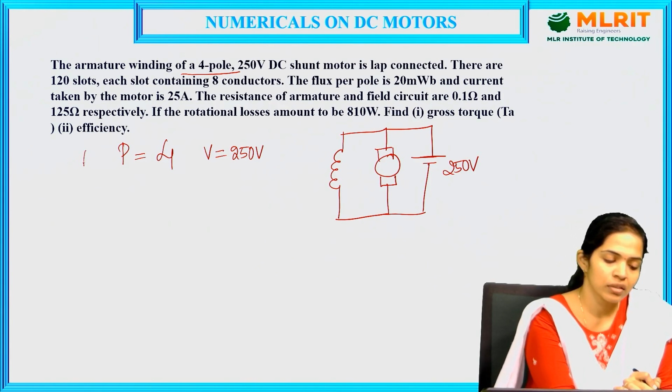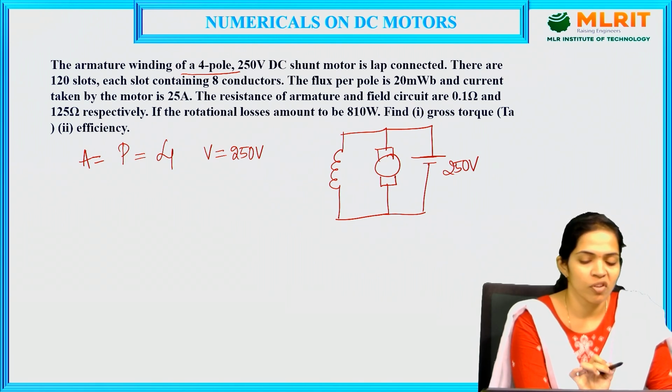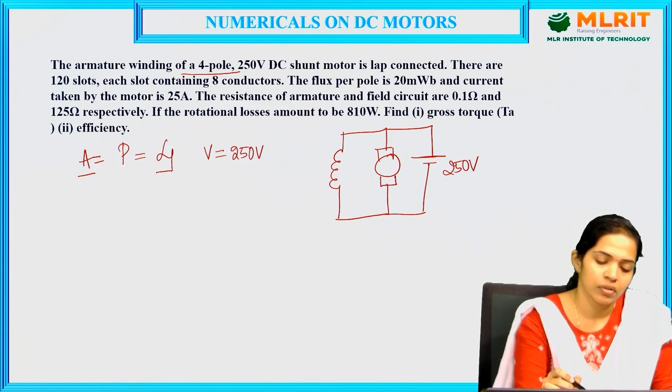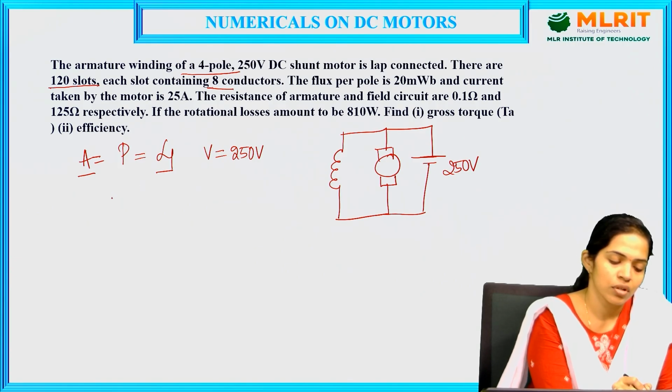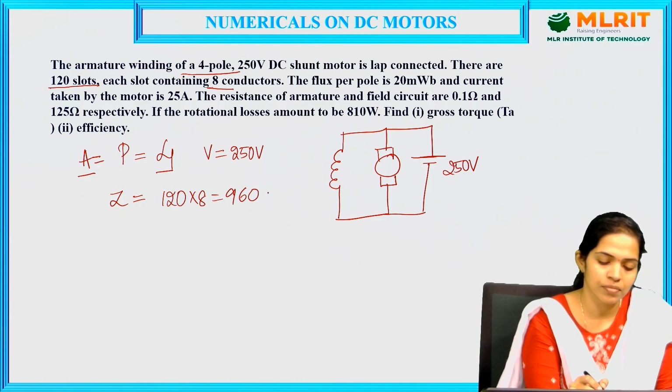We know that parallel paths for a lap connected winding is equal to the number of poles. So we can write simply the parallel paths in this particular kind of motor is nothing but 4. And he has given 120 slots, each slot containing 8 conductors. So the number of conductors in all the slots will be 120 into 8, which is 960. Number of conductors will now be 960, and he has given the flux as 20 milliwebers.